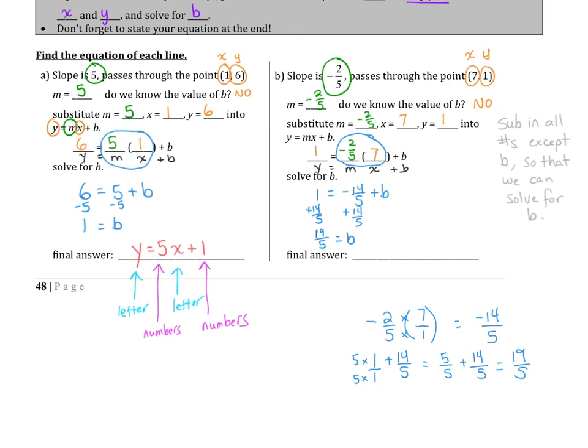All right, now that makes your final answer y equals, remember the y and the x stay letters in the equation. The slope and the y-intercept become numbers. So the slope was negative 2 over 5. X stays a letter. And then the y-intercept is 19 over 5.